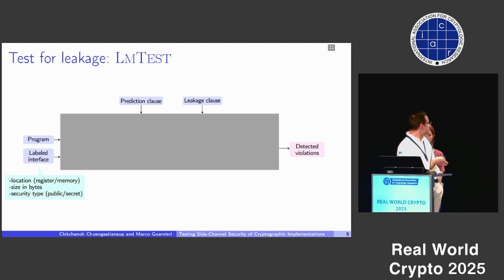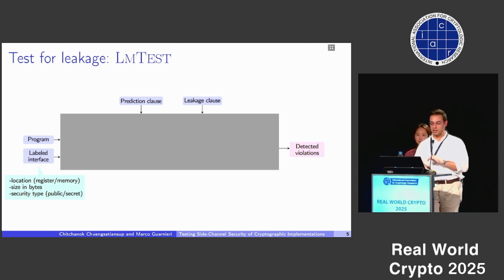To detect these leaks, we will search for pairs of executions that are public equivalent, namely the public part of the inputs are the same, but result in different leakage traces for the model. Okay, so this indicates that there is a secret-dependent flow of information from the inputs to the leakage traces, which is what the attacker can observe.